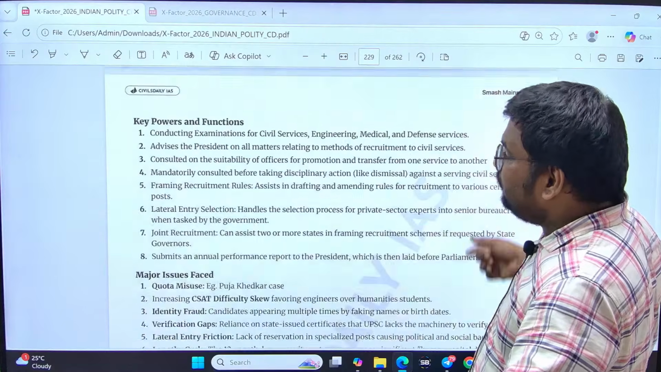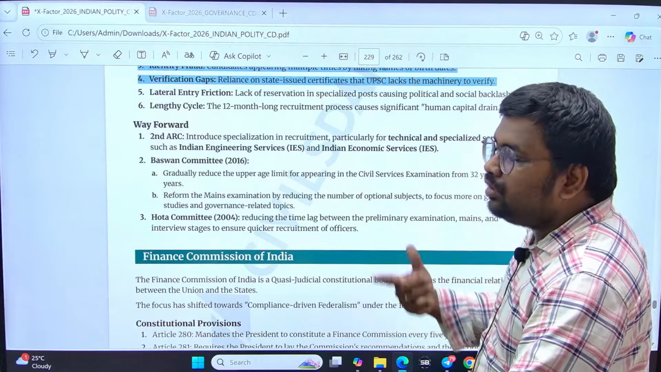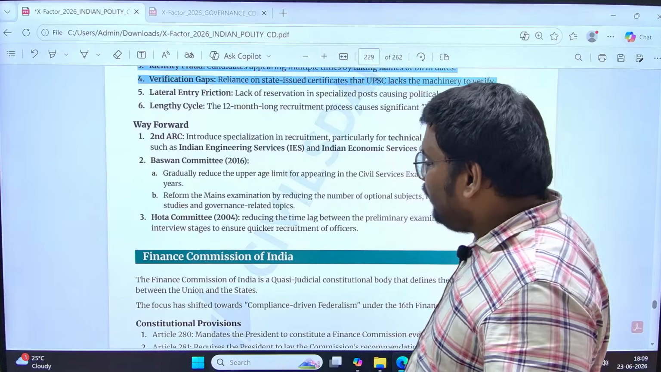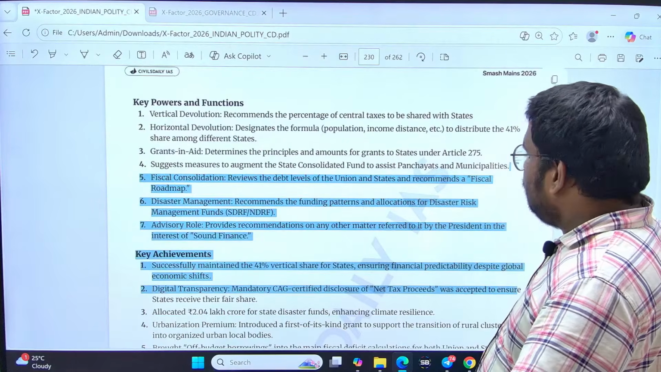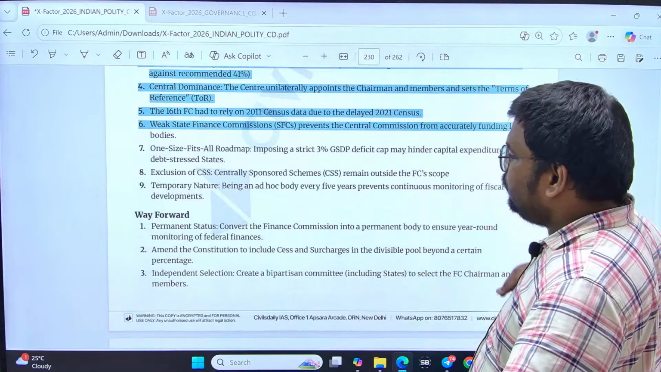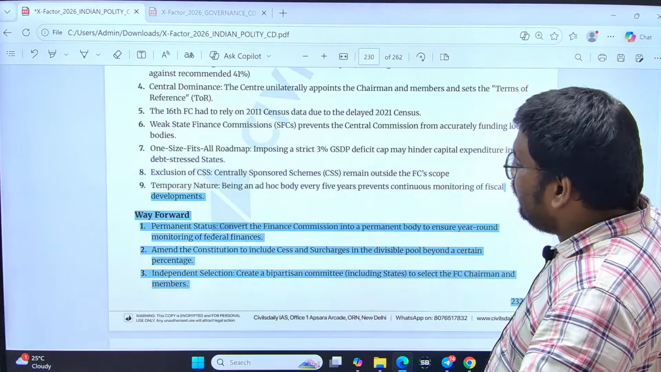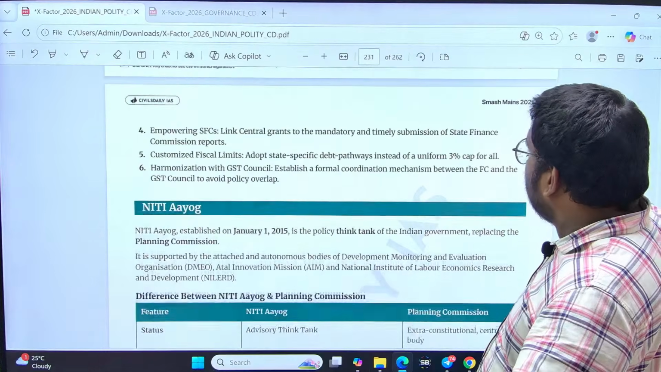So key powers and functions, major issues, way forward, that's it. Beyond this, your question will not even come. Okay, Finance Commission, again key powers, functions, major achievements, limitations, way forward. Okay, so almost every major constitutional and statutory body we have covered.